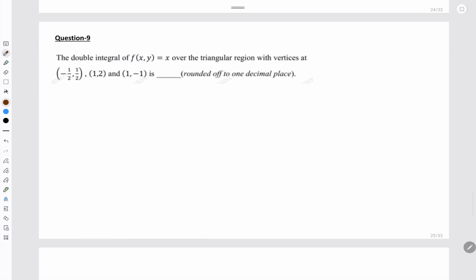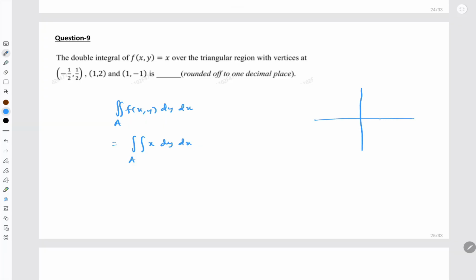Now question number 9, we have to perform a double integral here. So the double integral is f of x comma y dy dx over an area A. Here we have been given f of x y as x, so x dy dx over A, and the area is the triangular region that has these boundaries. So let us draw this triangular region first.